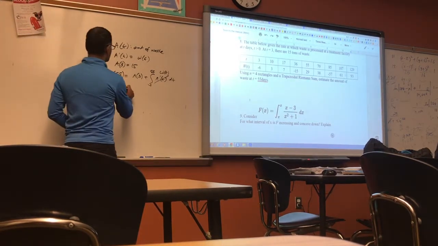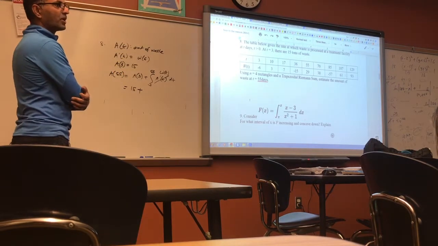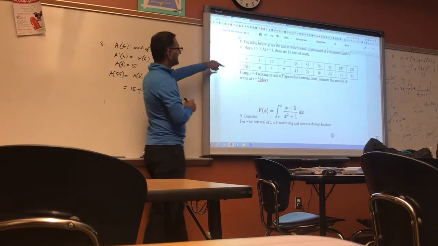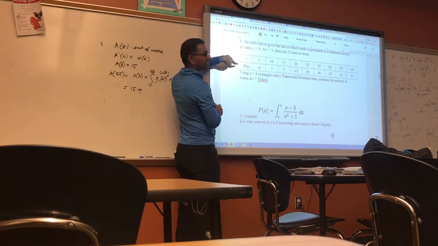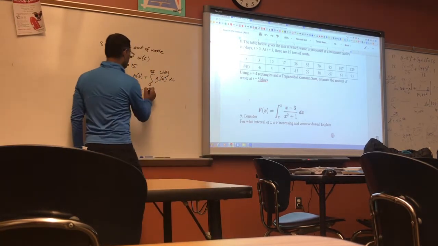Slow and steady. So it's 15 plus, okay, we're doing a trapezoidal Riemann sum. I'm going to walk you through it slowly. Don't forget, those are the heights of the trapezoids. This is the distance between the parallel sides. Is that clear? These are the parallel sides, that's the distance between parallel sides. Tell me what to write.